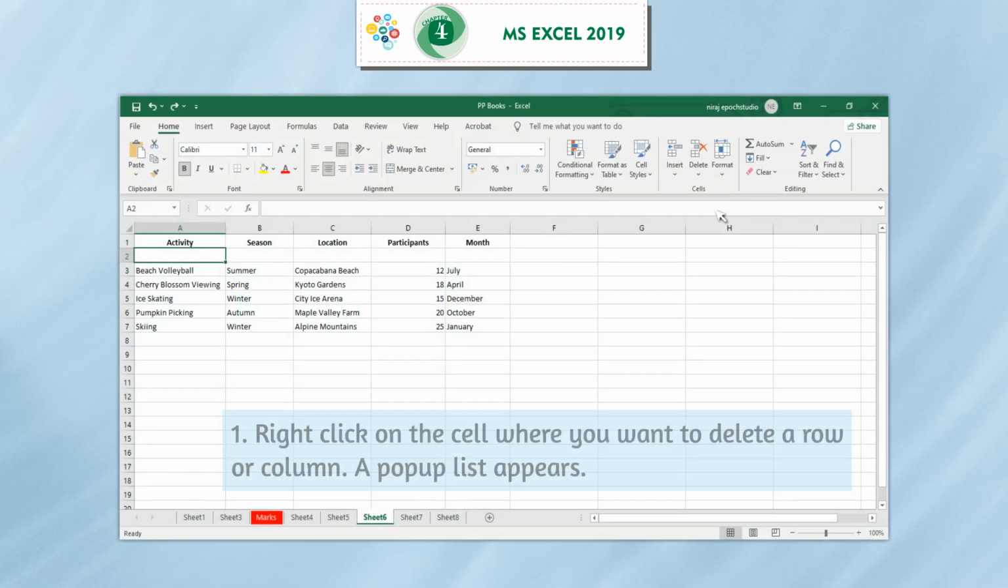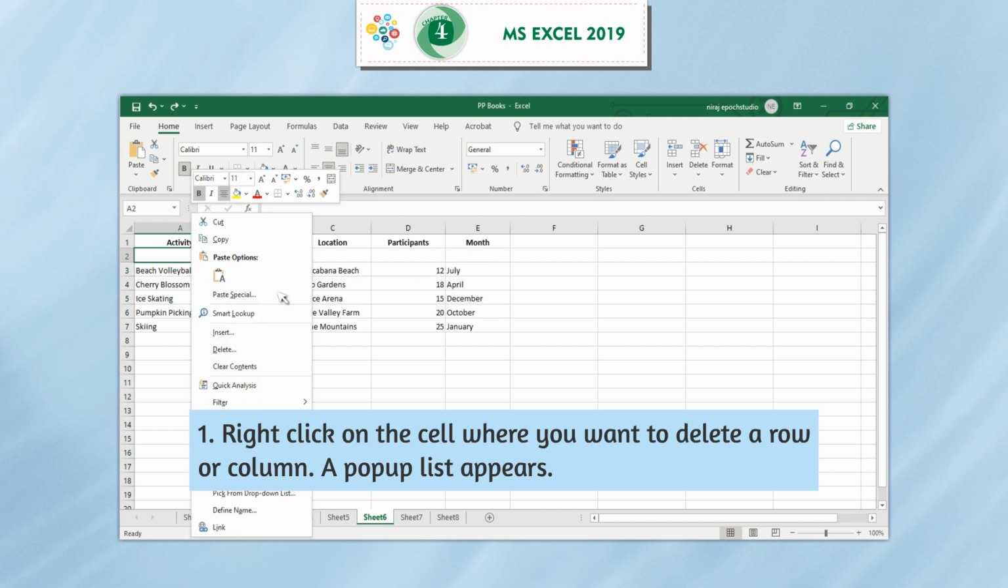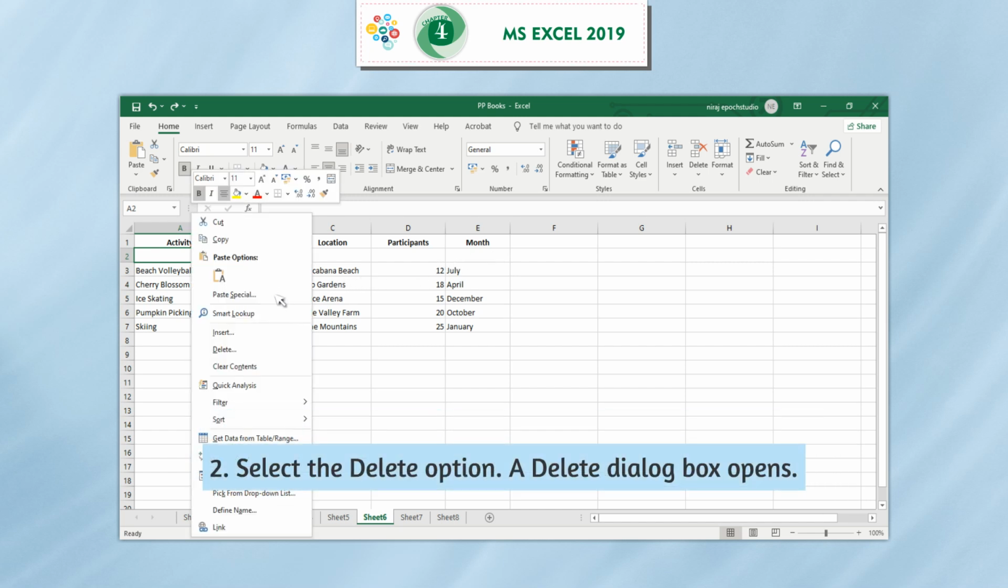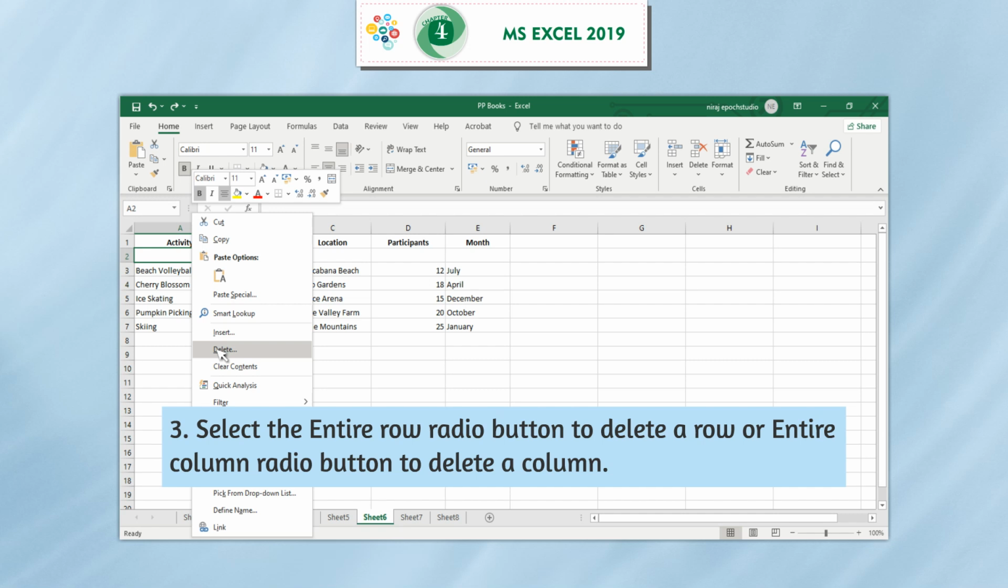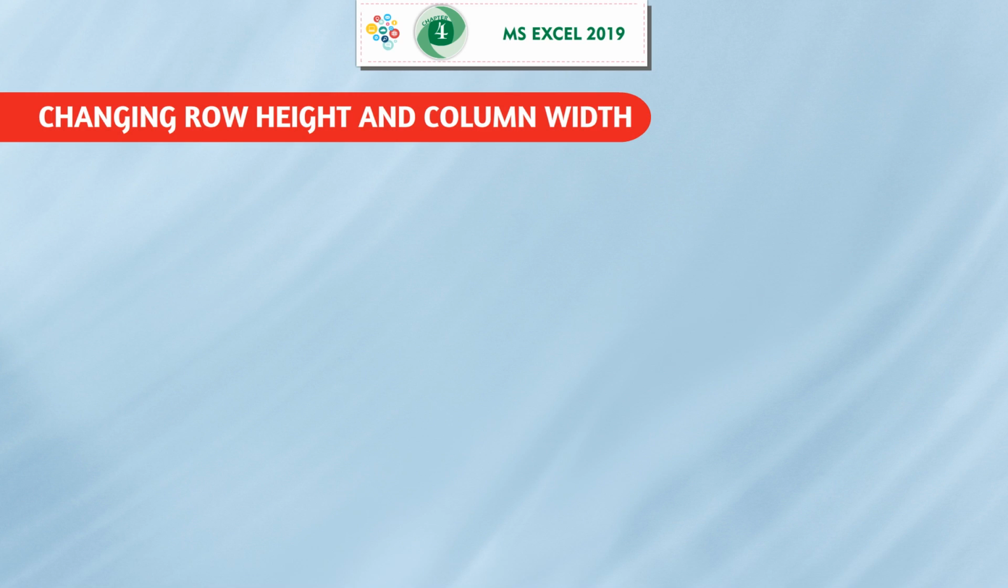Another method. 1. Right-click on the cell where you want to delete a row or column. A pop-up list appears. 2. Select the Delete option. A Delete dialog box opens. 3. Select the entire row radio button to delete a row, or entire column radio button to delete a column. 4. Click OK button.